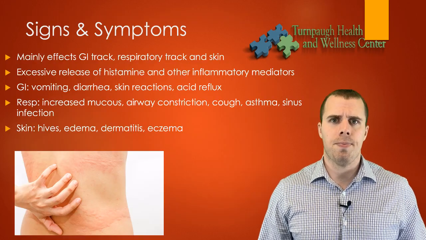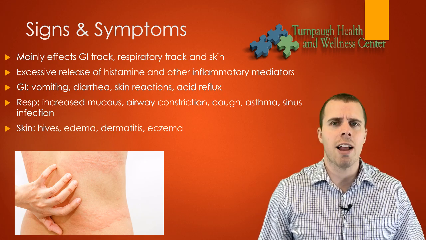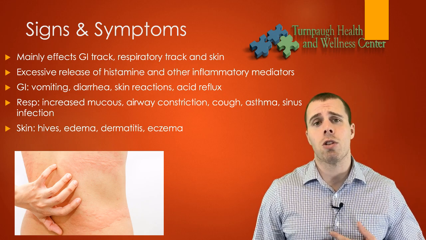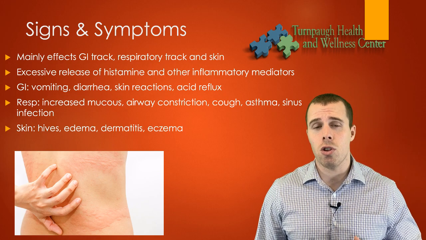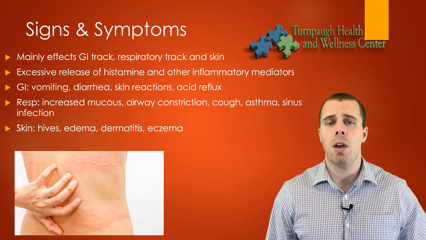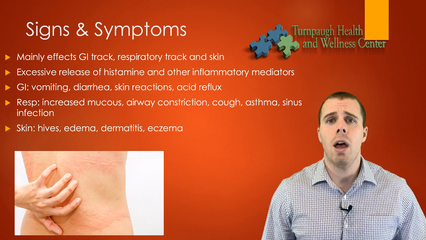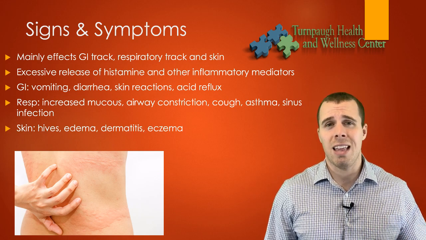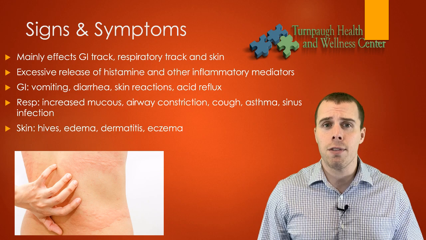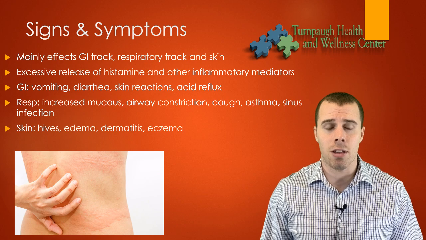So, signs and symptoms. We talked about where mast cells are mainly stored. They're mainly stored in the GI tract, the respiratory tract, and the skin. Remember, they line mucous membranes, smooth tissue, smooth muscle, and connective tissue just below the epithelium, so they can affect the digestive system or the gastrointestinal tract. When mast cells are released, it can cause vomiting, diarrhea, skin reactions, and acid reflux, because the release of histamine in the digestive tract stimulates acid production.